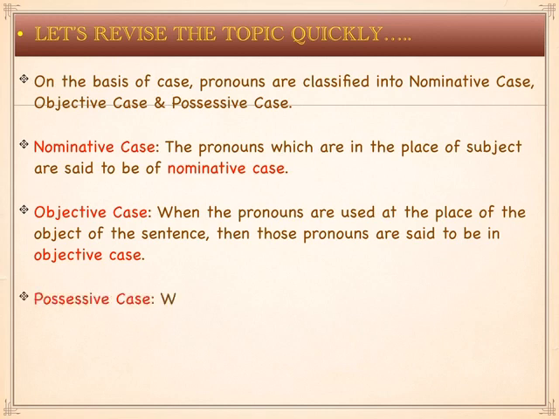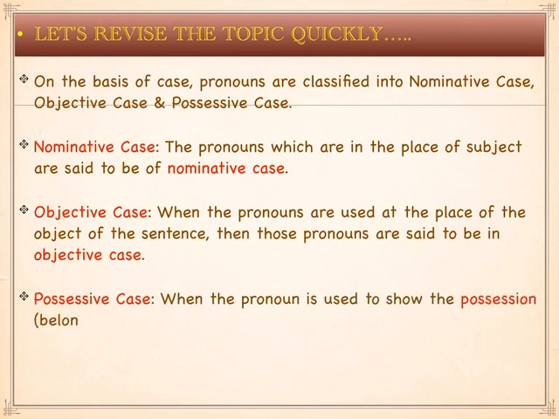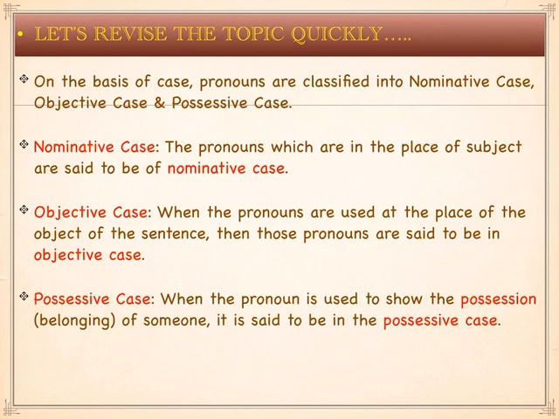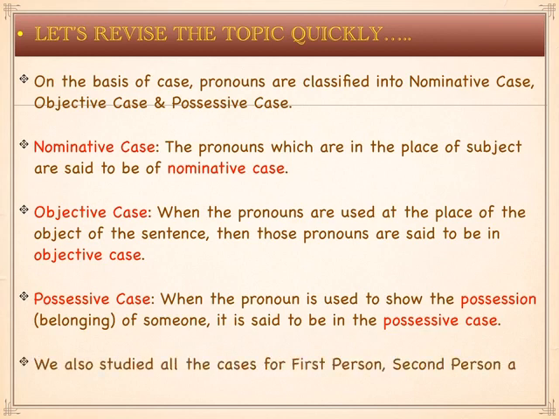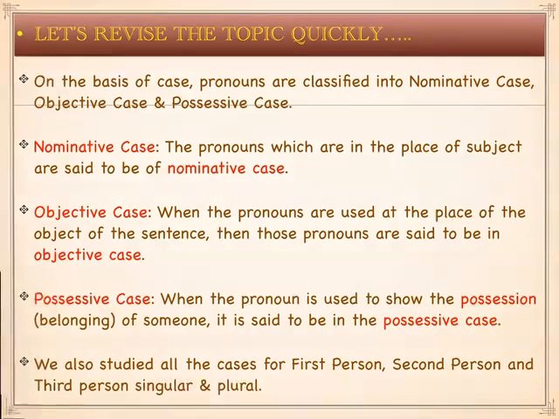And let's see the last one, possessive case. When the pronoun is used to show the possession, that means belonging or ownership of someone, it is said to be in possessive case. For example, mine, ours, yours, his, hers, her, their, and theirs are the pronouns which show the possession. We also studied all the cases for first person, second person, and third person singular and plural.